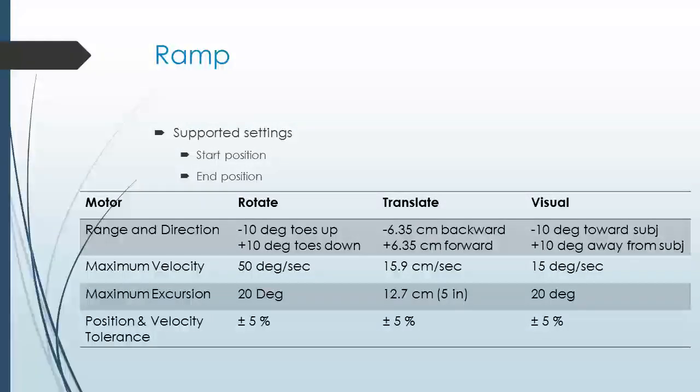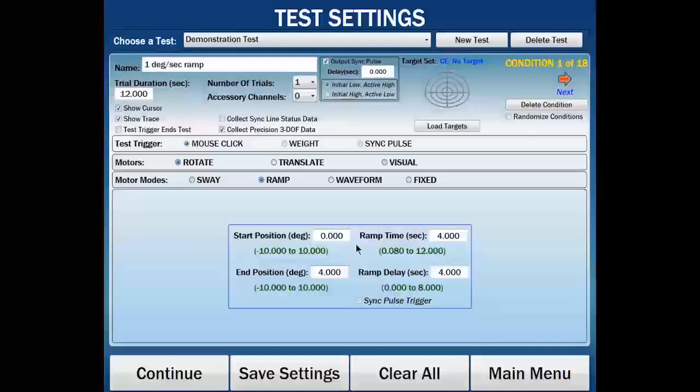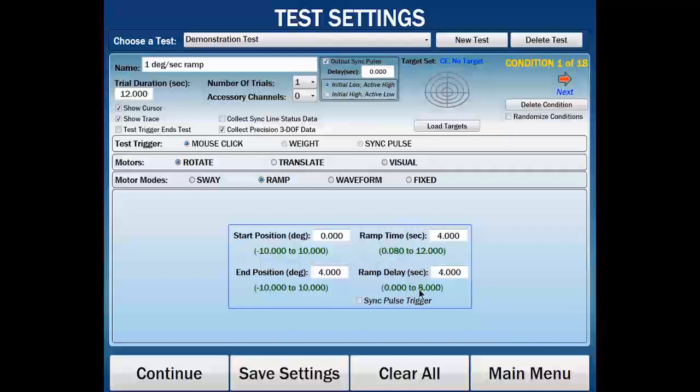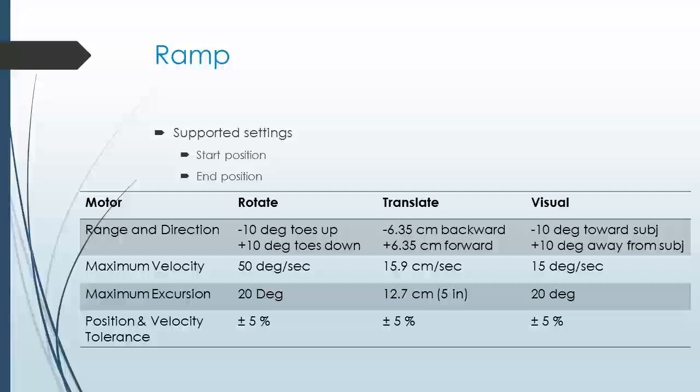With ramp, you have a start position and an end position. You have ramp time and then the delay of the ramp. These are some of the components of the range and direction, maximum velocity, excursion, and position error of rotation, translation, and the visual surround.